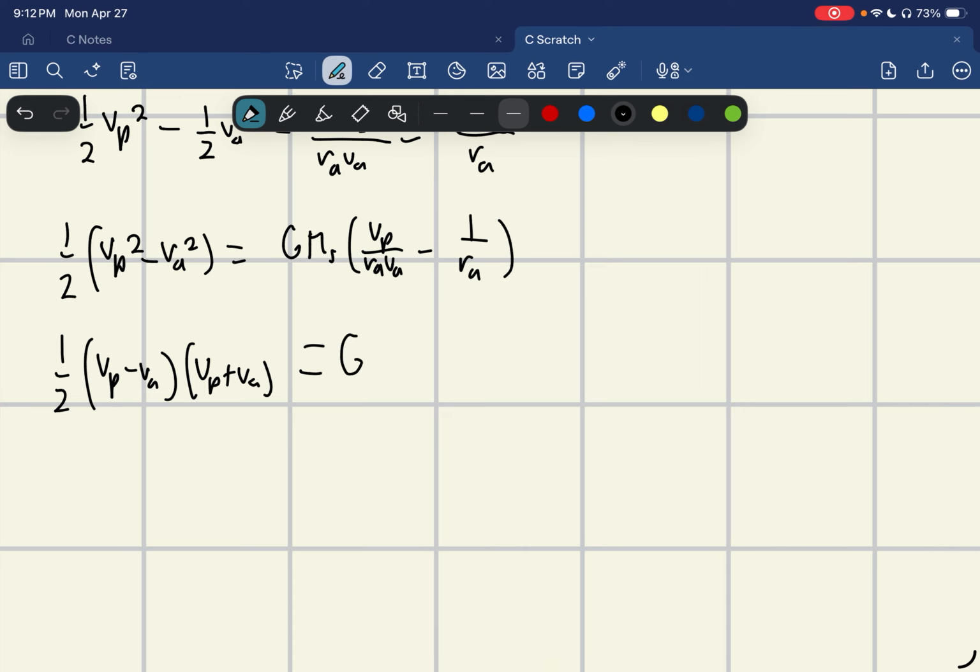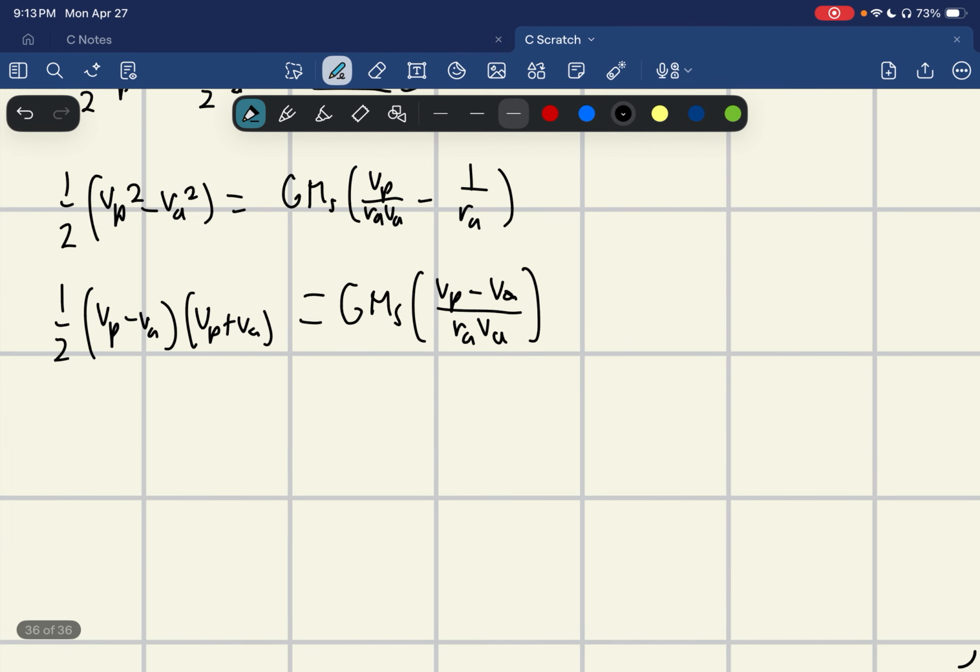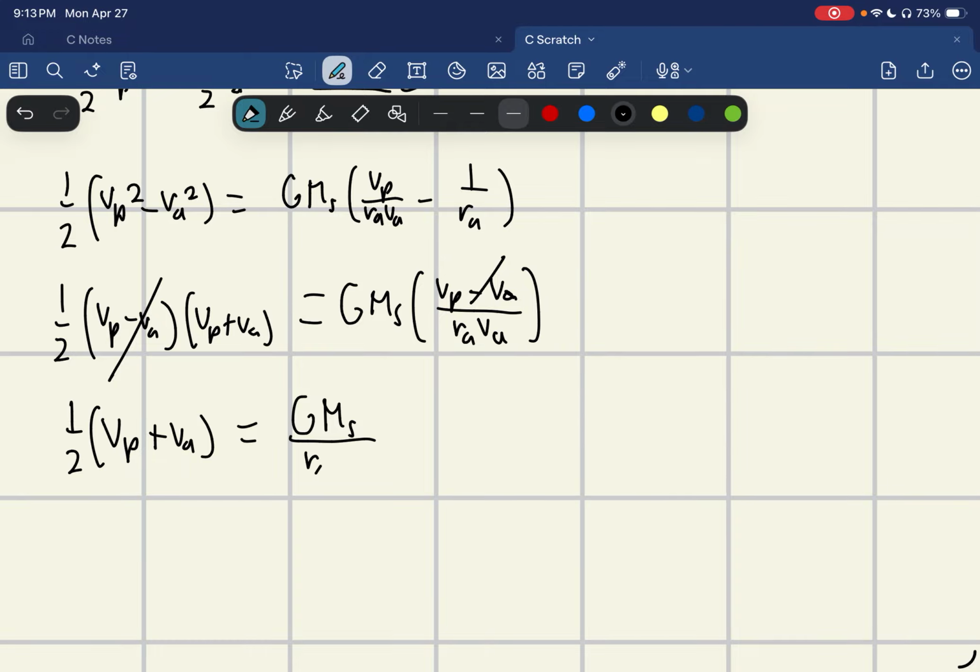So it'd be GMS times VP minus VA all over RA VA. And then here we could see that in the top of the parentheses on the right side, there's VP minus VA, which will cancel out on the left side. So here and here. So we're left with 1/2 VP plus VA is equal to GMS all over RA VA.